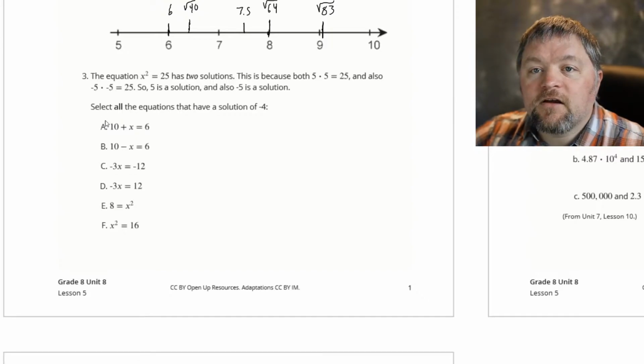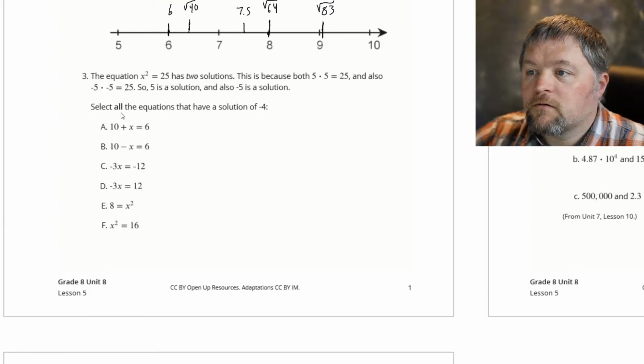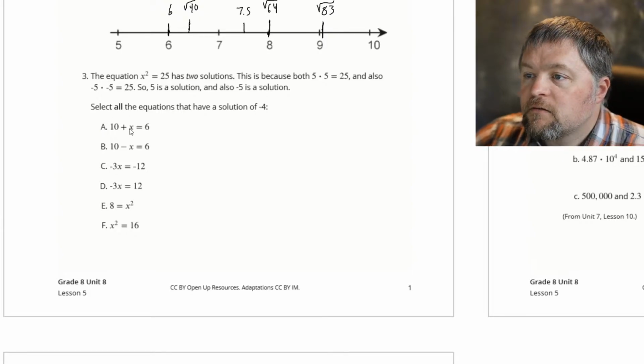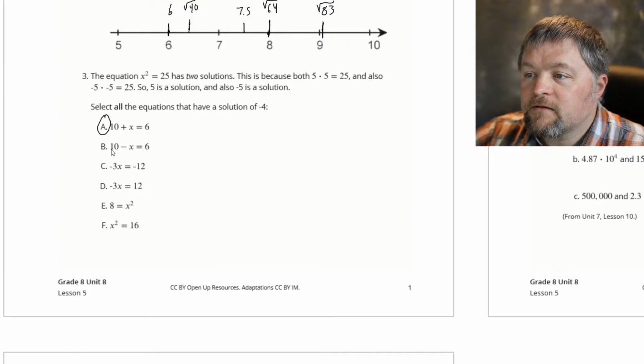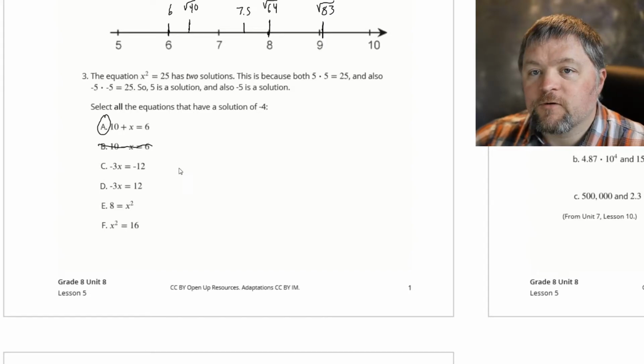This says select all of the equations that have a solution of negative 4. 10 plus negative 4 is equal to 6. All we have to do for this is substitute. 10 subtract negative 4. Subtracting a negative is adding. 10 plus 4 is not equal to 6. That's equal to 14.